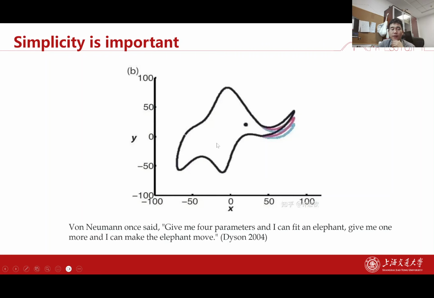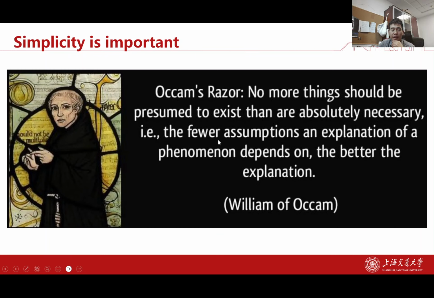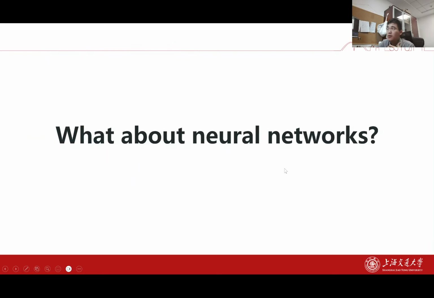And there's also a very famous principle called Occam's razor, meaning no more things should be presumed to exist than are absolutely necessary. That is, the fewer assumptions an explanation of a phenomenon depends on, the better the explanation. So for many scientists building a model, simplicity is one of the most key ingredients. So what about neural networks?